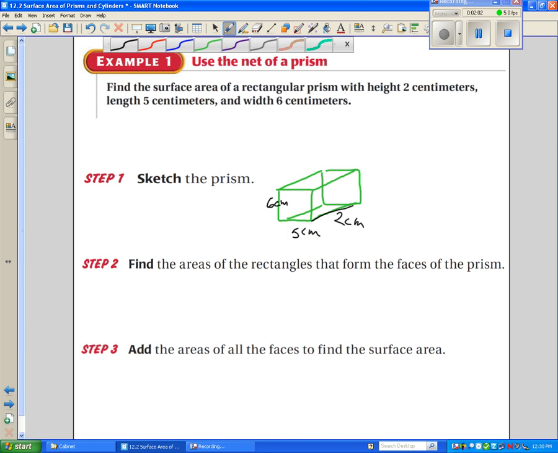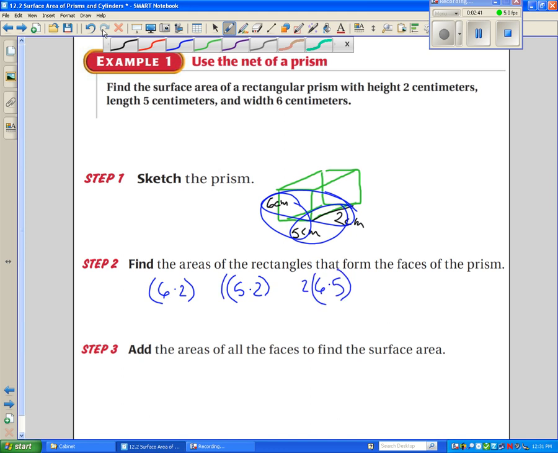Then it says find the area of the rectangles that form the faces of the prism. Notice that the rectangular prism has faces that come in pairs. Like this one and this one are a pair, the top and the bottom are a pair, and the side and the other side are a pair. Every grouping of the numbers gets multiplied by 2. So I do 6 times 2, that's one pair. Then 5 times 2, that's another pair. And then 6 times 5, the last pair. But there are two of every pair, that's why I call it a pair.